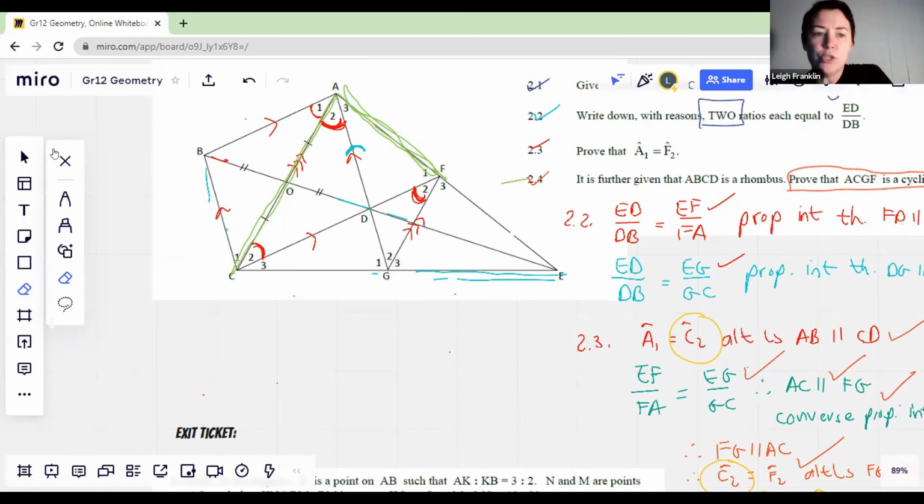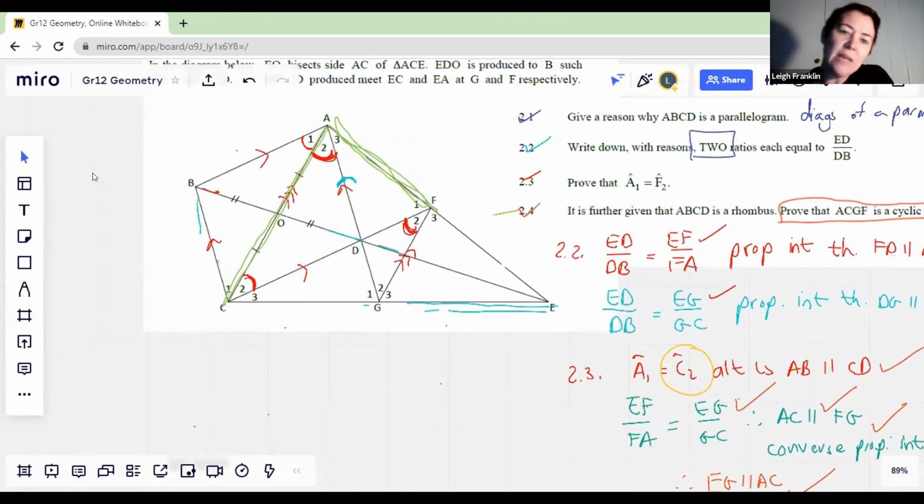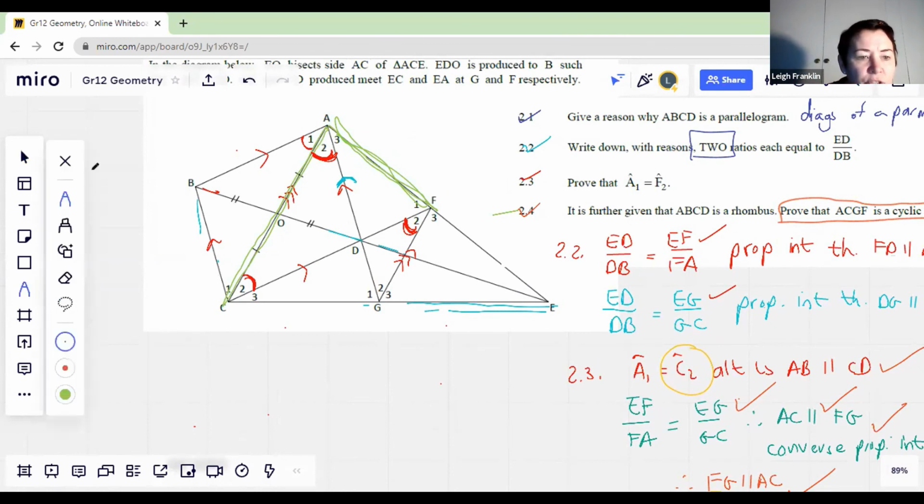So now you would say to yourself, okay, they say that ABCD is a rhombus. They want me to prove that ACGF is cyclic. I know that I can do that in one of three ways. I've established that since there is a butterfly inside this would-be cyclic quad, it's probably going to be converse angles in the same segment. So now you're going to look for the angles that you could prove. We're looking for the angles inside the butterfly. We've got this angle over here. If we could prove that it equaled that angle over there, we've proved that the quad is cyclic.